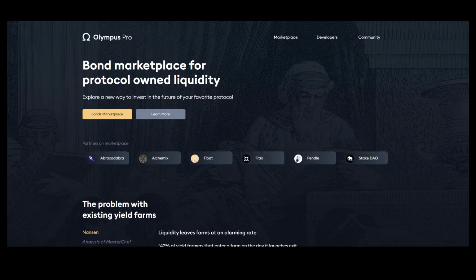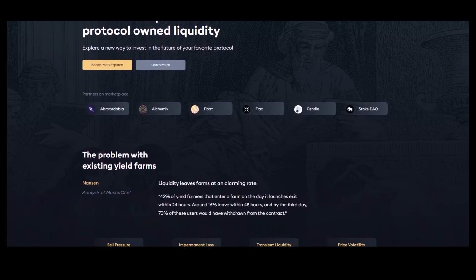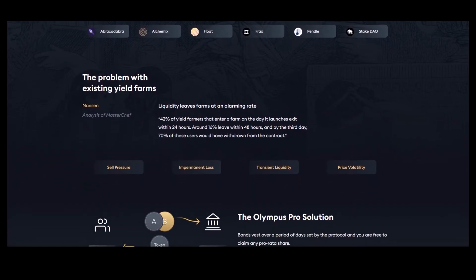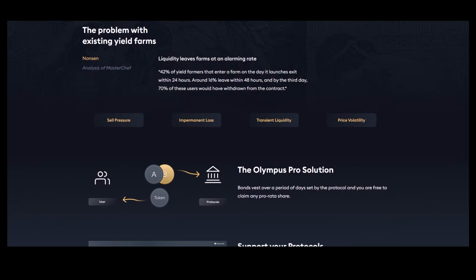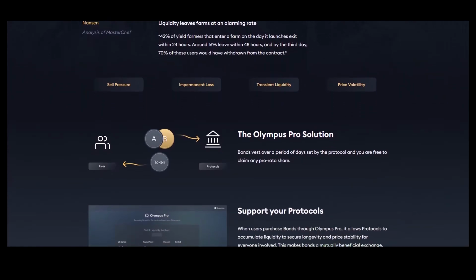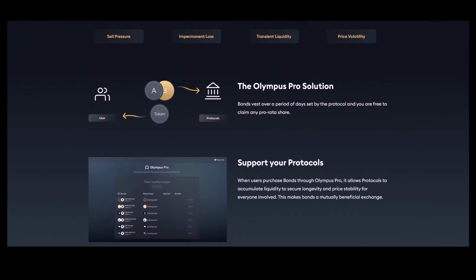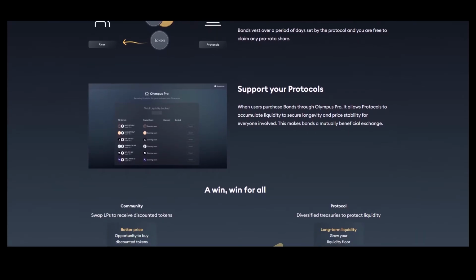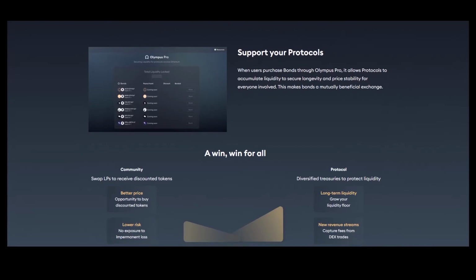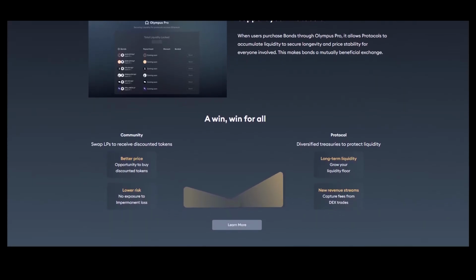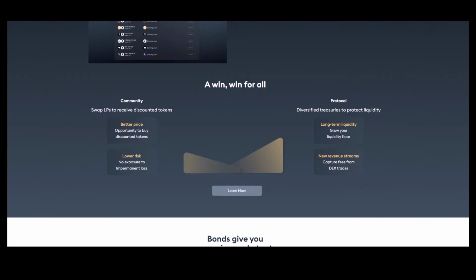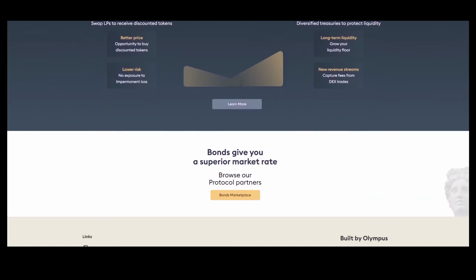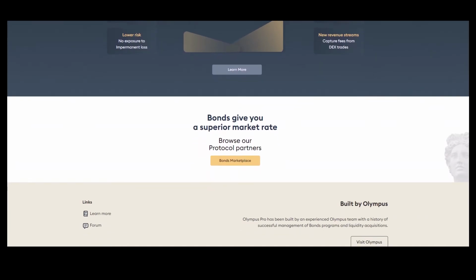Olympus is developing what is called OlympusPro. OlympusPro is a service for protocols looking to utilize bonds in their emissions programs with low overhead and maximum impact. Through bonds, protocols can accumulate the crucial infrastructural liquidity that they generally service via liquidity mining. Instead of renting that liquidity, often at astronomical interest rates, they simply purchase it, turning a value-draining perpetual expense into a revenue-producing asset that facilitates the functionality of the rest of the platform.